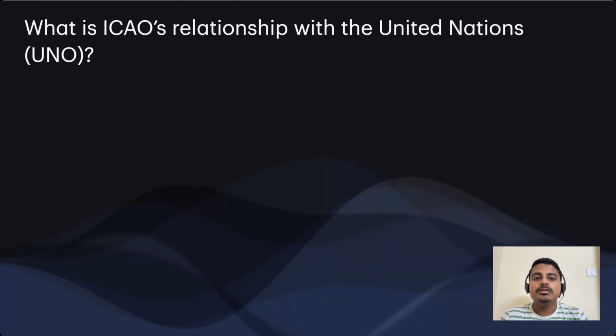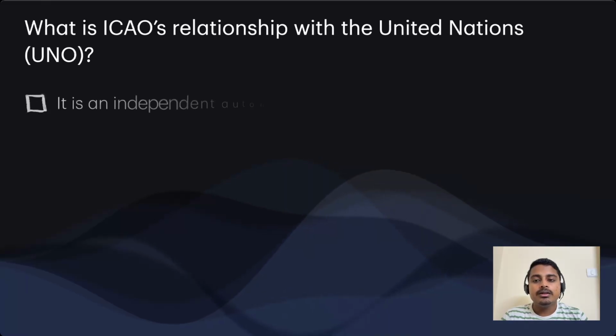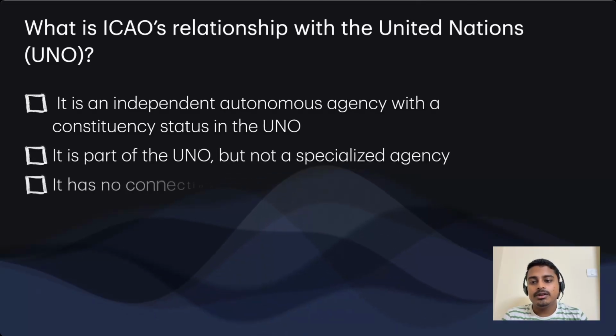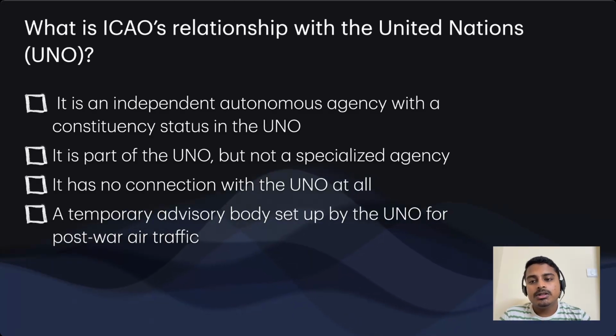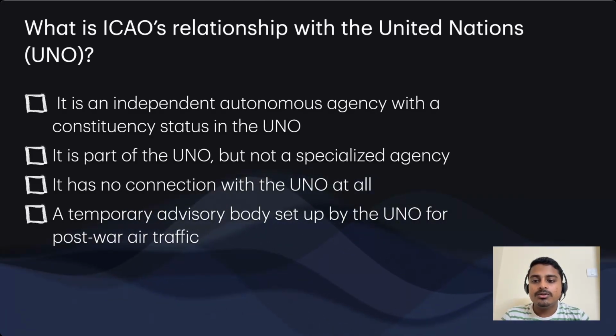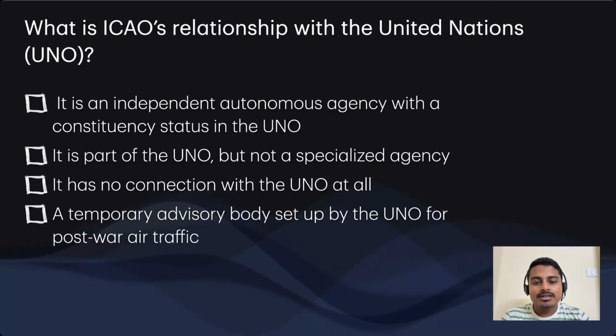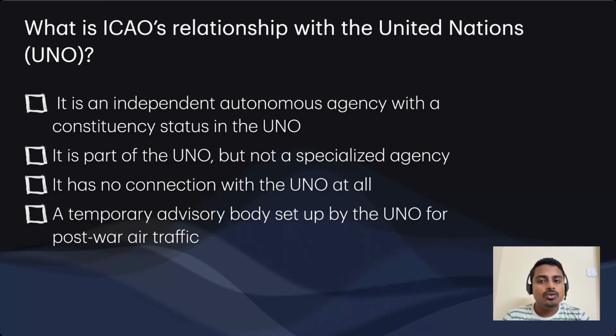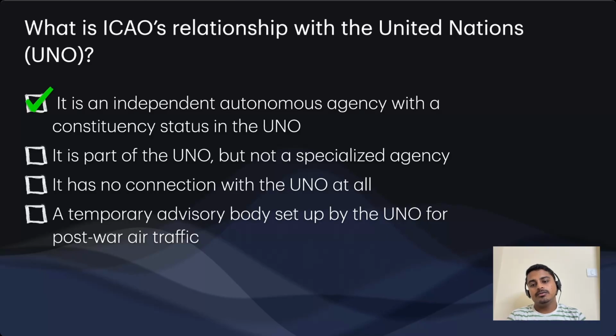What is ICAO's relationship with the United Nations? If you remember, we had studied that ICAO is an agency with a constituency status in the UNO, right? So the options are: it is an independent autonomous agency with a constituency status in the UNO; it is part of the UNO but not a specialized agency; it has no connection with the UNO at all; or a temporary advisory body set up by the UNO for post-war air traffic. The correct answer is that it's an independent autonomous agency with a constituency status in the UNO. When we say independent autonomous agency, it means that ICAO forms and follows its own rules, but it still has a constituency status in the UNO. So the first option is the correct one.